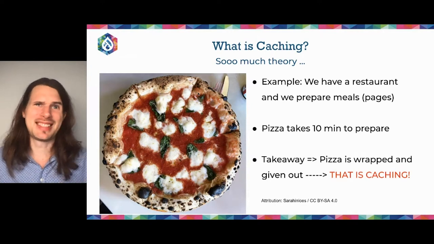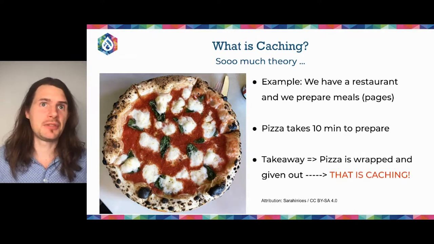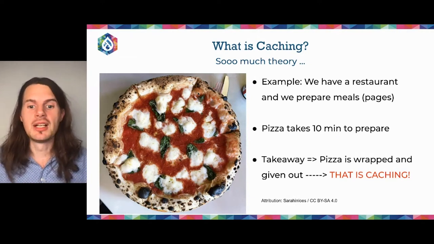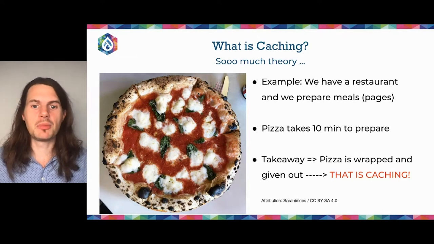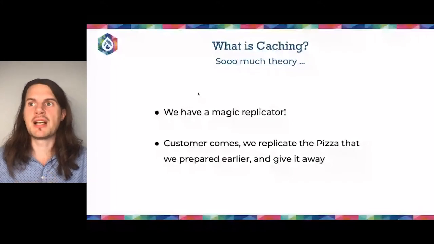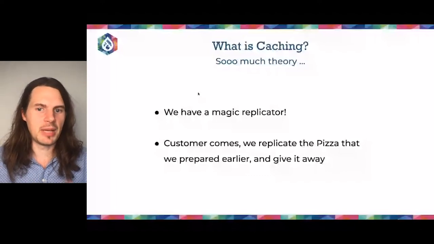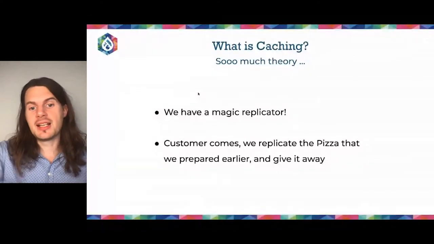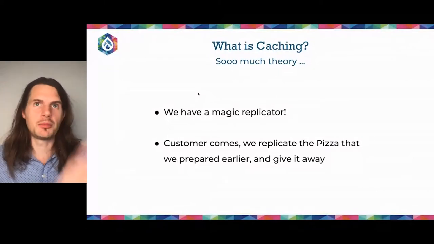One of the problems with this analogy is even if you're the best shop in the world, you only have a finite number of pizzas pre-prepared because you don't know that there will be thousands of DrupalCon attendees coming now and wanting a pizza right now. So for the sake of this example, we'll be having a magic replicator. The customer comes, we replicate the pizza that we prepared earlier, then we give it away. So this magic replicator essentially means we can prepare one pizza one time, we replicate it then, and then we only give those copies away. And it will always be a fresh pizza.